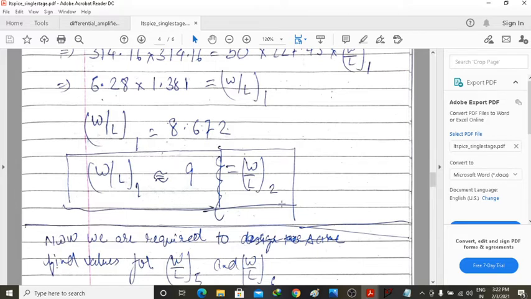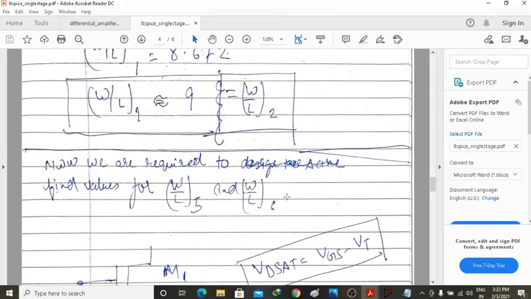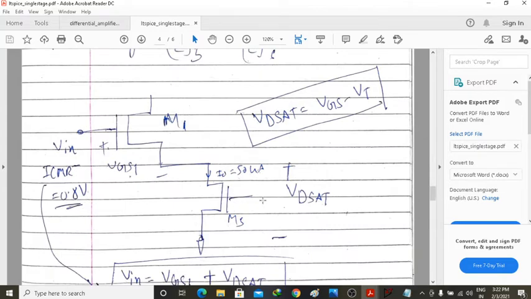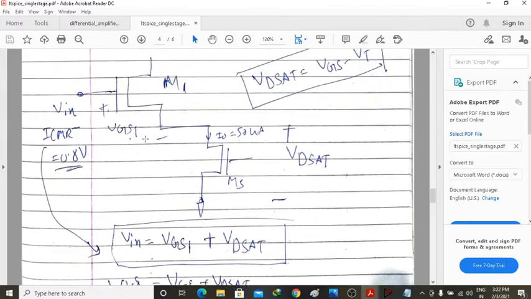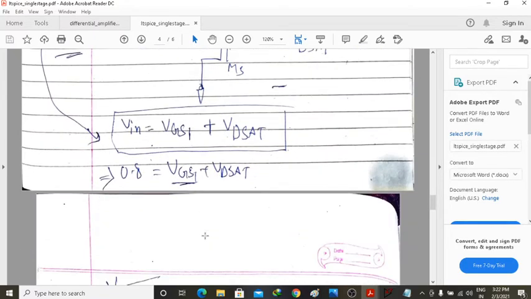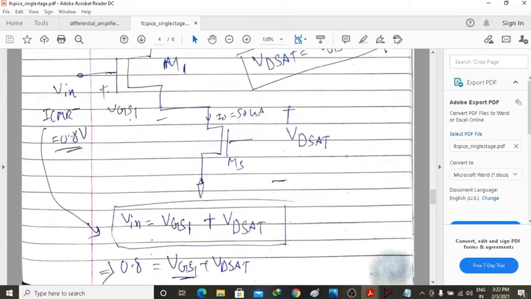Now lastly we are left with the aspect ratio of the fifth and sixth transistors. That is also very easy. Let me show you. I am drawing a part of the circuit: this is the M1 circuit and this is the M5 circuit. Here for Vin we will be using ICMR minus. You see Vin is clearly equal to VGS1 plus VDsat. If all the transistors should be saturated, then VDsat is the voltage across here, and VDsat is VGS minus VT, which you know from device physics, right? So ultimately Vin is equal to VGS1 plus VDsat, and Vin is how much? ICMR minus, that is 0.8.